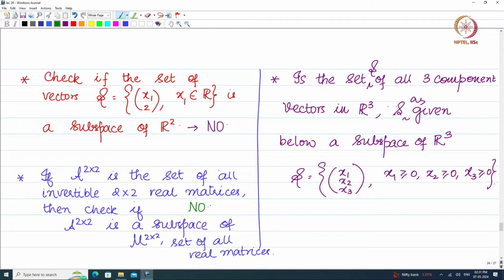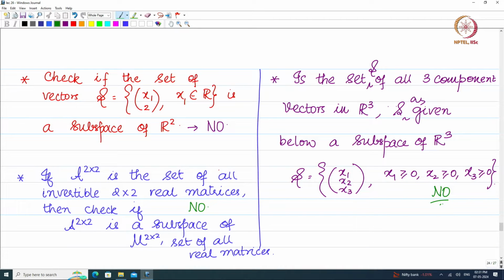In the third case we have the set of vectors in which all 3 coordinates are greater than or equal to 0. In R2 this would correspond to x1 greater than or equal to 0, x2 greater than or equal to 0, basically your first quadrant. If you do a scalar multiplication of these vectors using a negative scalar, you will not find those vectors here. The set is not closed under scalar multiplication, and therefore this is not a vector space. So all 3 examples that we took are not vector spaces.